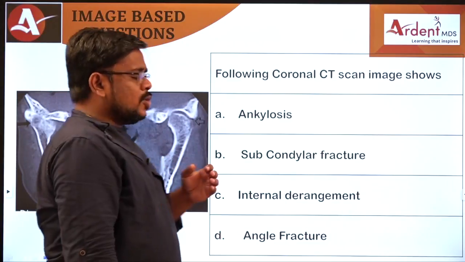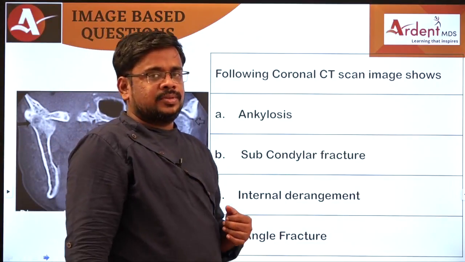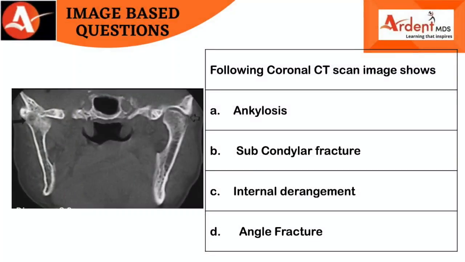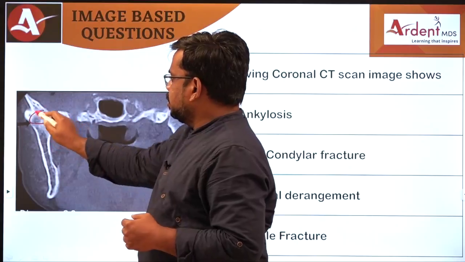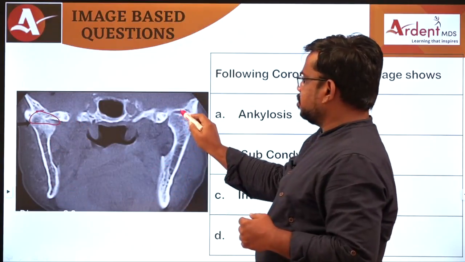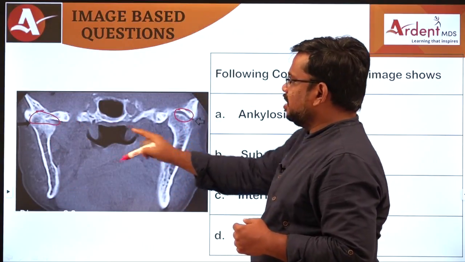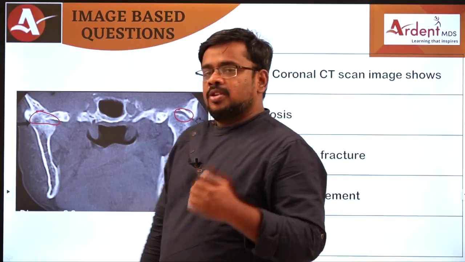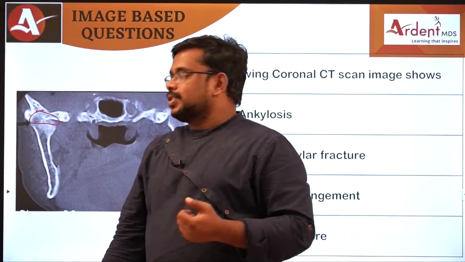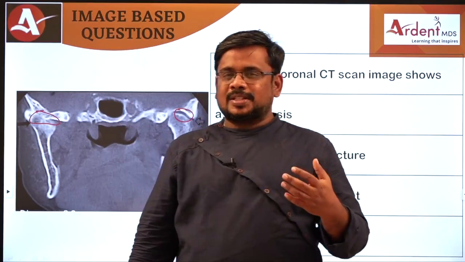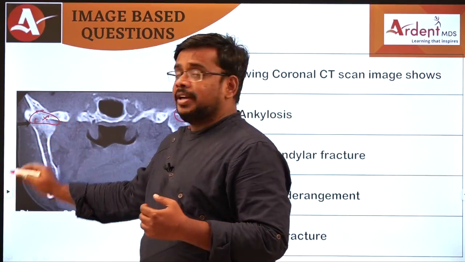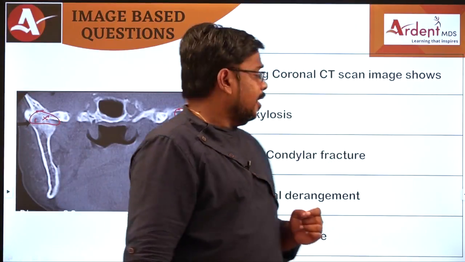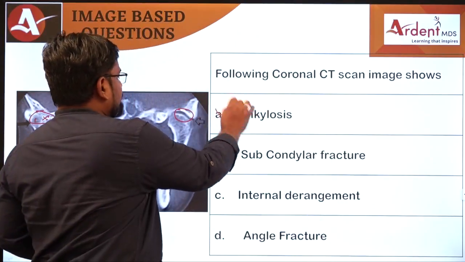What is the coronal CT scan image source? If you see this image, there is an obliteration of the space here. You can see the space here, right? But this space is obliterated here. So what is this? This is an image of ankylosis. Above the condyle, the space is obliterated, which gives an idea about ankylosis.